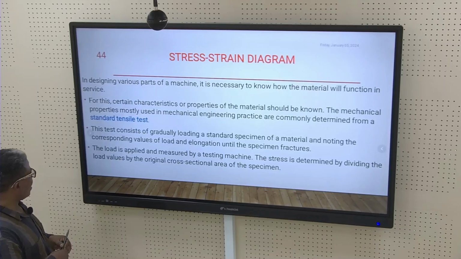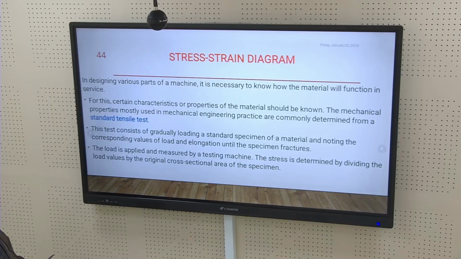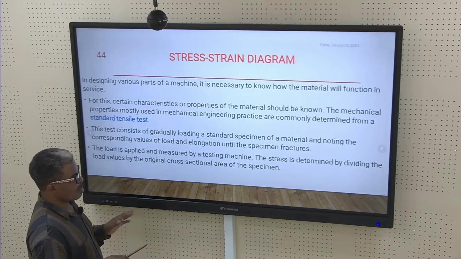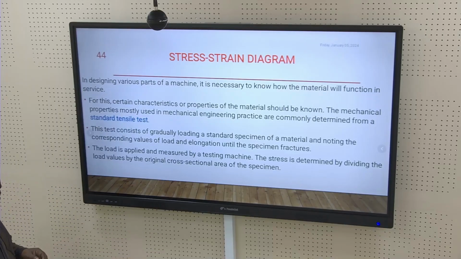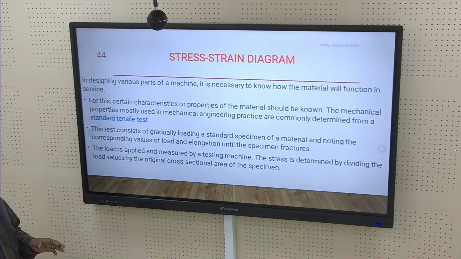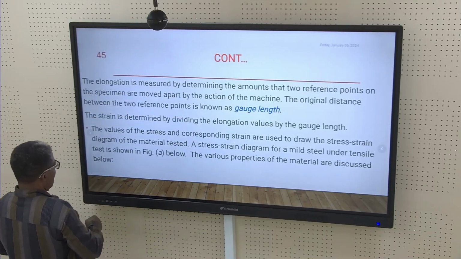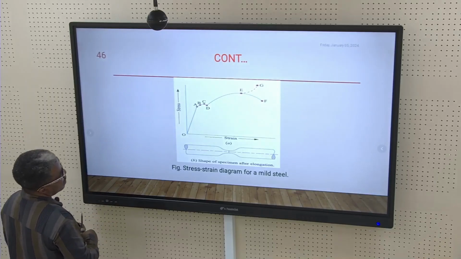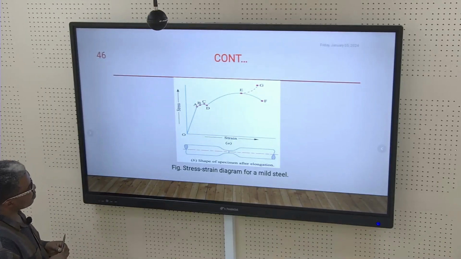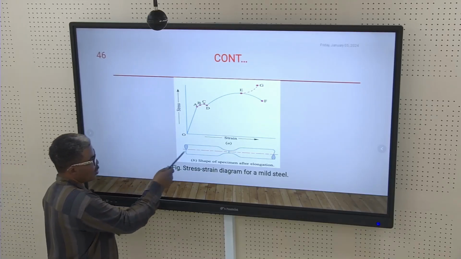This test consists of gradually loading a standard specimen of material, noting the corresponding values of load and elongation until the specimen fractures. The load is applied and measured by a testing machine. The stress is determined by dividing the load values by the original cross-section area of the specimen. So this diagram is very important to indicate how the stress and strain behave.